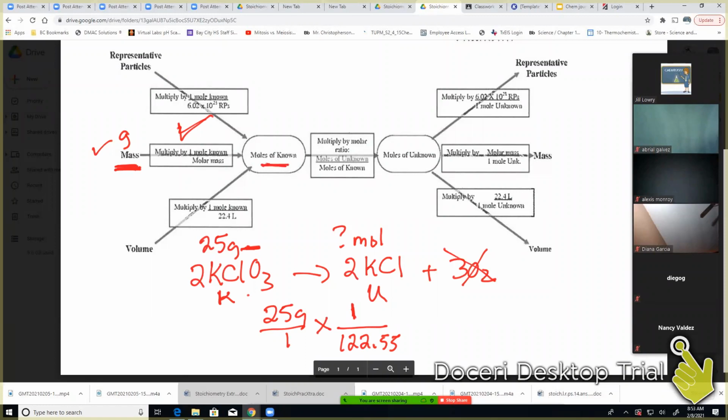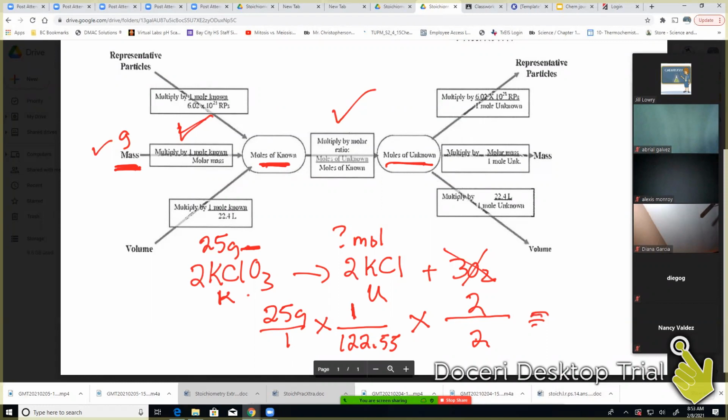If I stop right there and get a number, that would tell me how many moles of my known I have, but I don't want that. I want moles of my unknown. I need to go through one more conversion factor. And it says I multiply by my mole ratio. You're always going to do your mole ratio. And my mole ratio is the coefficient of my unknown on the top, known on the bottom. So how many moles of my known do I have? 2. And how many moles of my unknown do I happen to also have? 2.